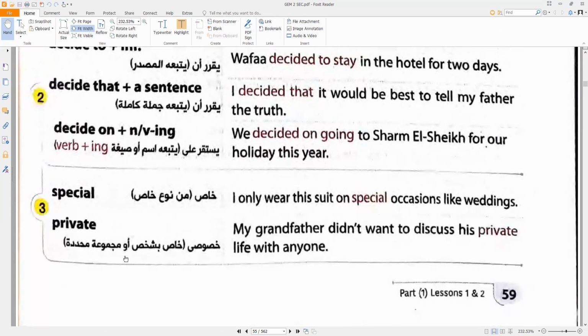Special and private. Special is something that is unique. I only wear that suit on a special occasion. Private, we talk about property. Something is mine.